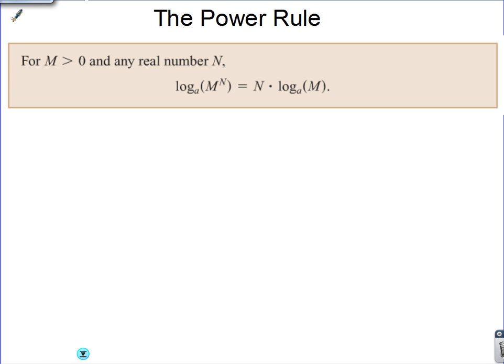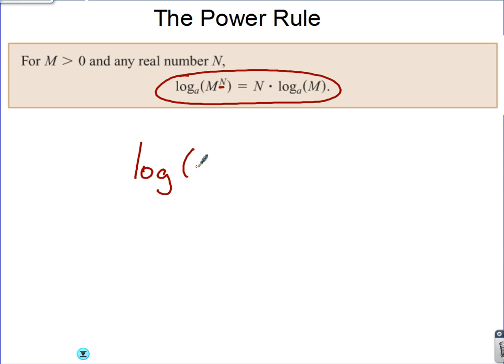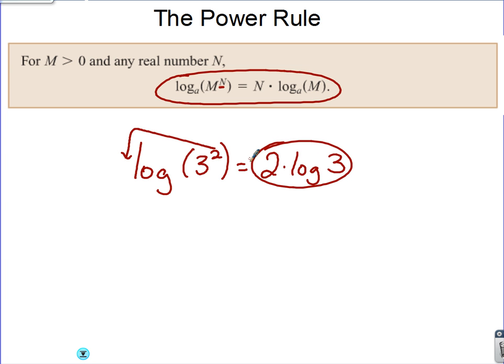The power rule. Here's the clean, simple version. Now, you might be able to tell from this what the power rule states. Notice you've got an exponent up here, and this is an odd rule. This is a really weird rule. But if you have the log, you use it a lot. If you have the log of something to a power, the power rule states that this power can be moved down front. The log of 3 squared is equal to 2 times the log of 3. Anytime you have the log of something to a power, you can move it down front.